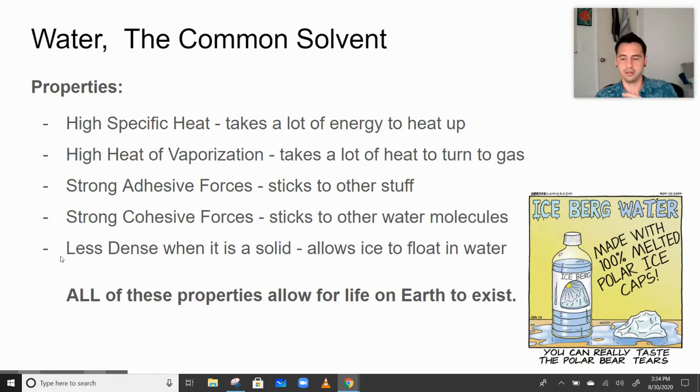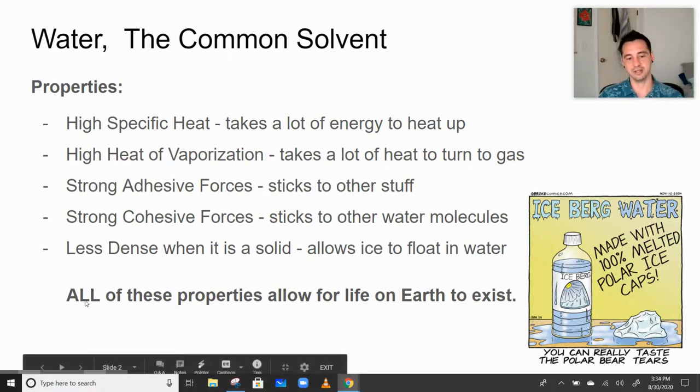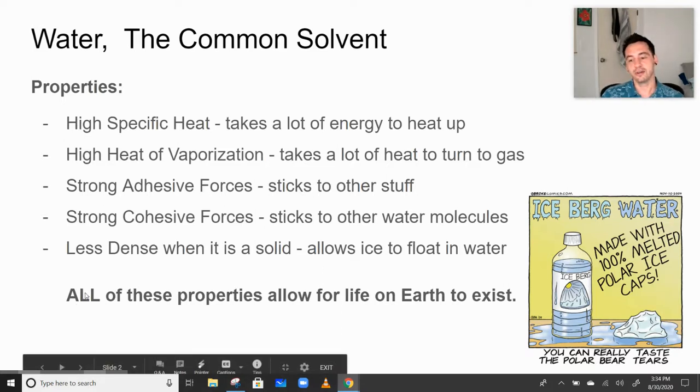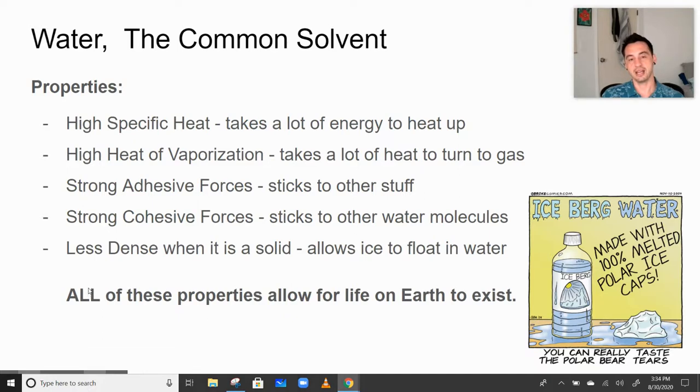Okay. One of the really crazy properties of water that is not common with other substances is that it's less dense when it's a solid. Does anyone know what temperature water is the most dense at? No? It's 4 degrees Celsius. At 4 degrees Celsius, water is the most dense it can be. After that, as it gets colder, it actually starts to expand, and it expands and creates ice. It's a very, very weird substance in that regard.